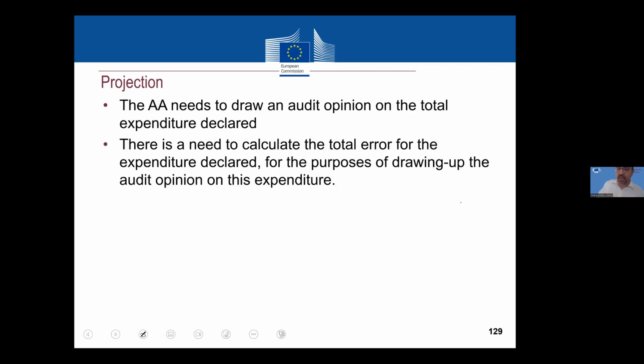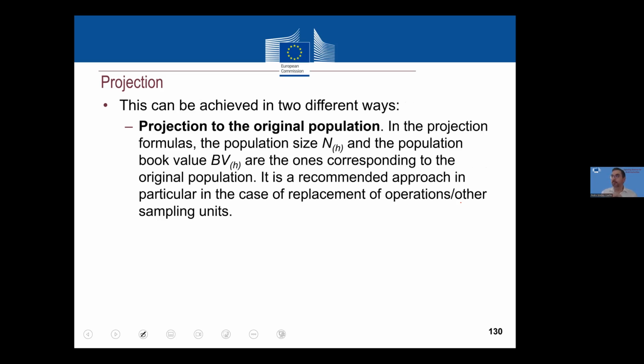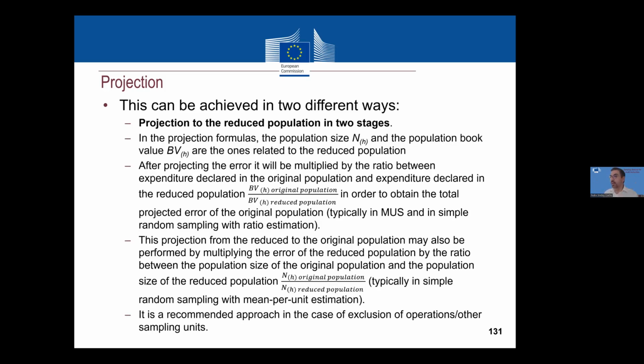Then how do you project the errors to the population? Well, the projection of the errors has some particularity because you have this very annoying problem of having to have an opinion about the full expenditure of the population, including the units that have been excluded. So you need to calculate the total error for the expenditure declared, whole expenditure declared, including these expenditures. So how can we do that? You have 2 ways. One is to project the errors to the original population. So let me call it the enlarged population. And the other approach is to project the errors to the reduced population.